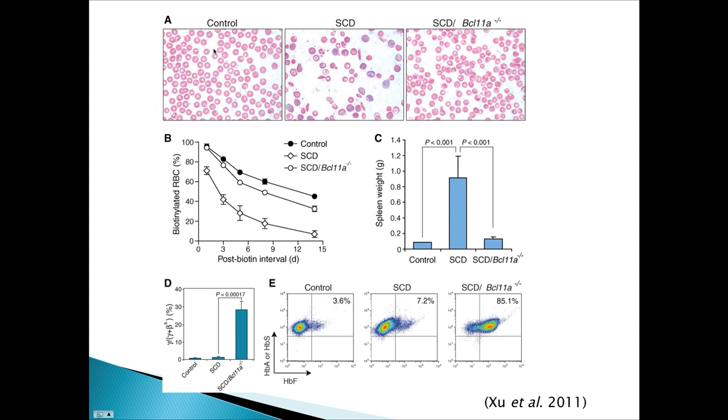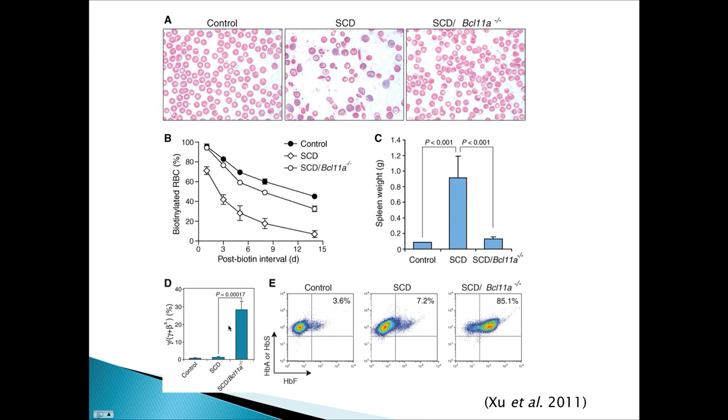Figure B displays that the lifespan of the mice with BCL11A null alleles was much longer than the mice with sickle cell anemia. Figure C displays that the spleen size of the mice with the BCL11A null alleles was greatly reduced compared to that of sickle cell mice, which means sickle cell symptoms were alleviated in mice with corrected cells.